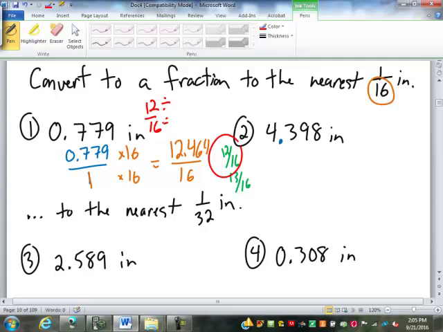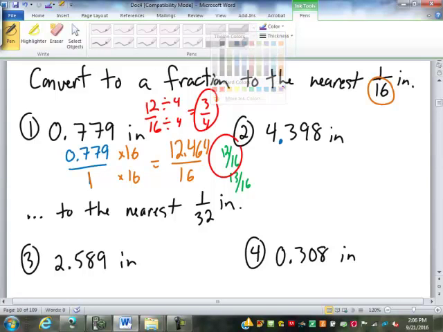12/16. Remember, the main reason for doing this is most likely looking for a drill bit size or some sort of tool size, or trying to measure it on the tape measure. We don't have a 12/16 tool in our tool set because they reduced their fractions. That could both be reduced by 4 to give us 3/4. So even though we're going to the nearest 16th of an inch, we can still reduce it if we can there. So that 3/4 is to the nearest 16th. It's just in a reduced form.